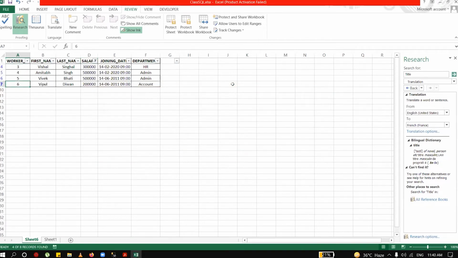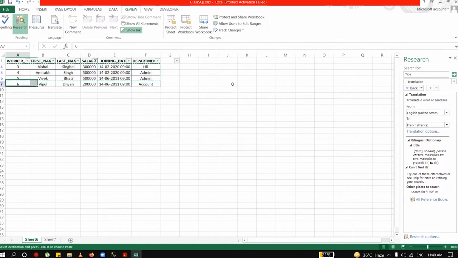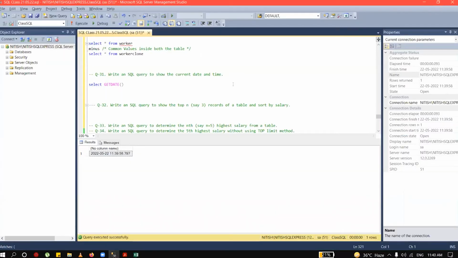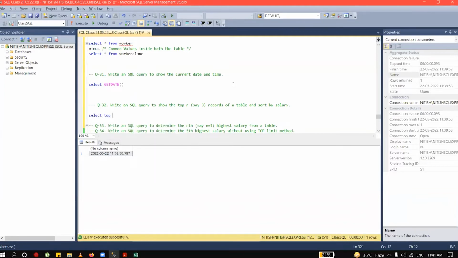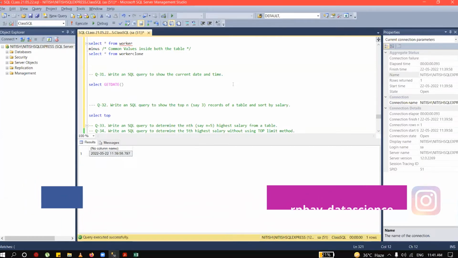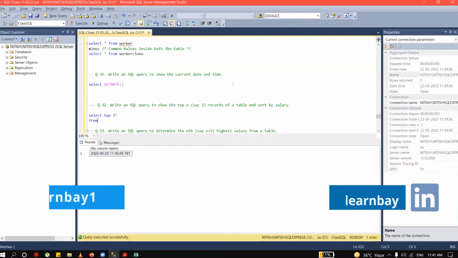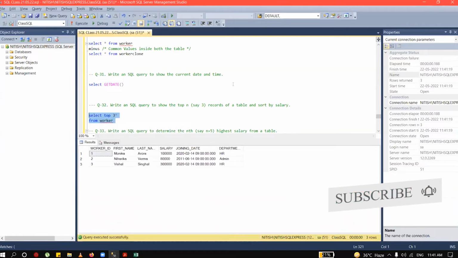So over here, the answer would be something like this. This is the top 3 records after making the query. So top can be used many times to get the first few records of the data set. For this, we use the select top. Now after here, you tell me how many records you'd like to have, and after that, you just put a star. If I put 3, that means all the records from worker. You get the same answer as above.